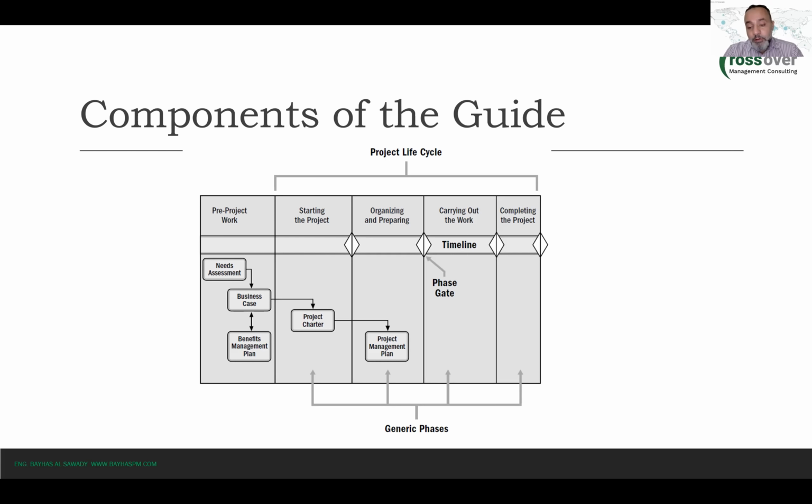Okay, so basically we might end up here with 3 documents in this pre-project work phase: a document that we call a needs assessment document, which explains the need of the project; a business case document, which explains and proves the feasibility of the project, kind of a feasibility study; and the benefits management plan document, which indicates the benefits that the project should bring about and how to measure them and when they're supposed to be achieved and so on.